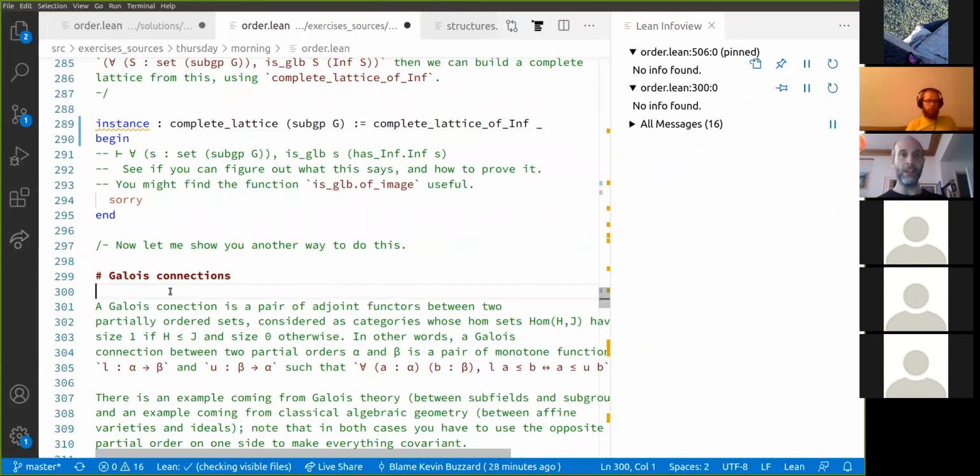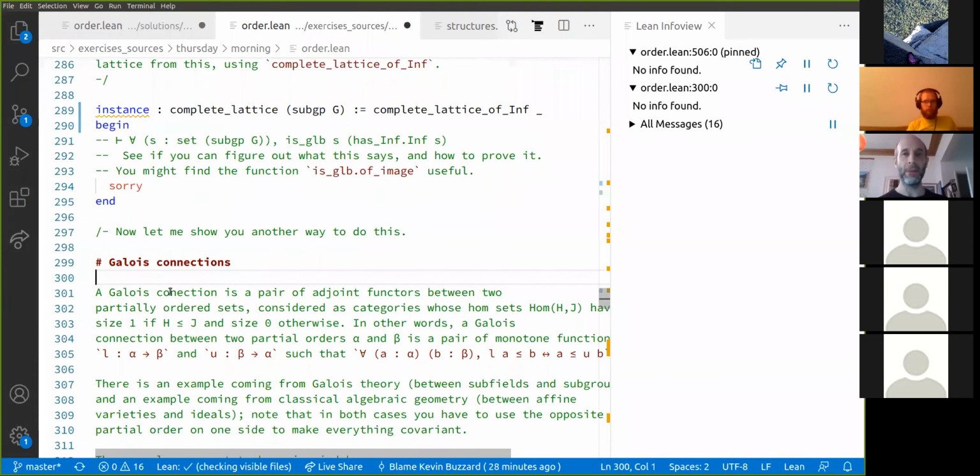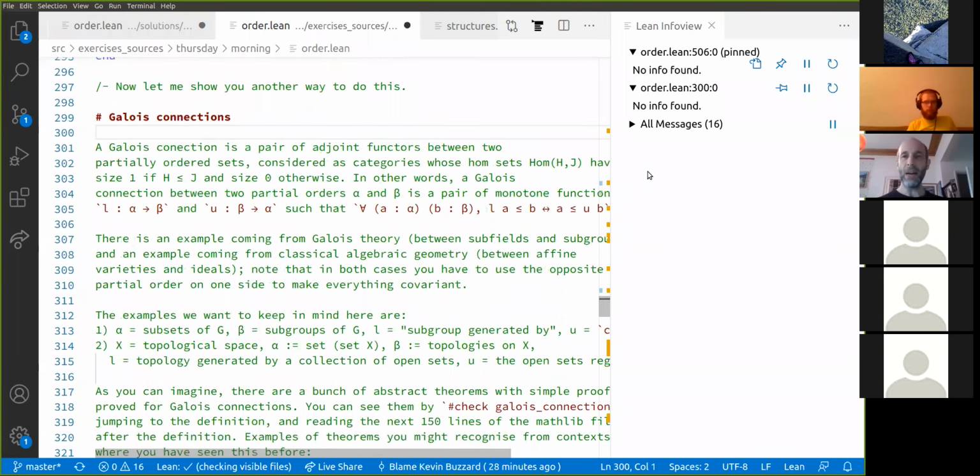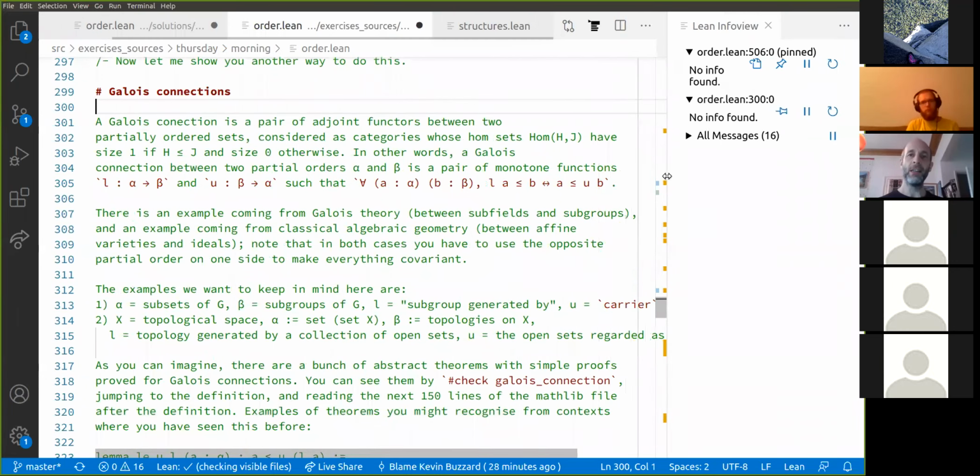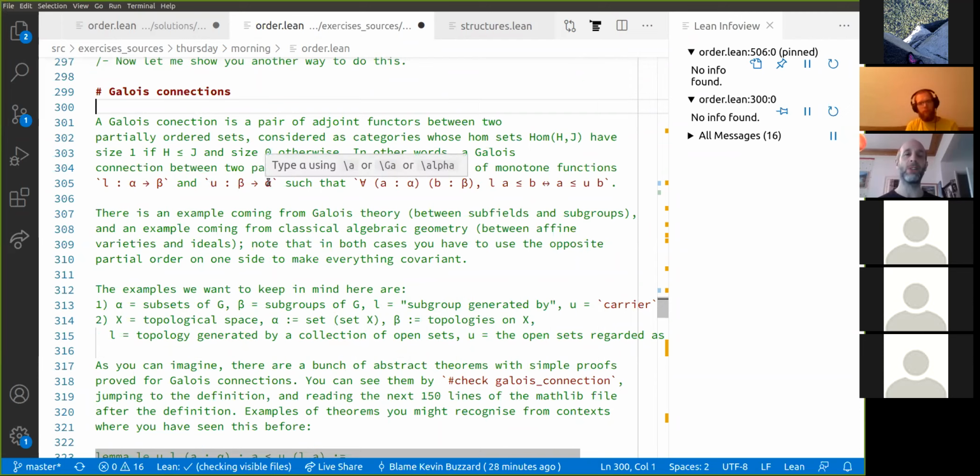But now the last thing I want to tell you about is Galois connections and Galois insertions. So a Galois connection is just a pair of adjoint functors. That's the easiest way of defining it. So a partially ordered set is a category, right? Because the objects are the elements of the partially ordered set, and the Hom sets have size at most 1. There's a map from H to J if and only if H is less than or equal to J. So you can think about any partially ordered set as a category. And composition of morphisms is just transitivity, and the identity morphism is reflexivity.